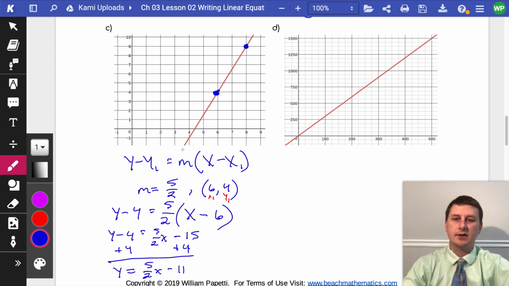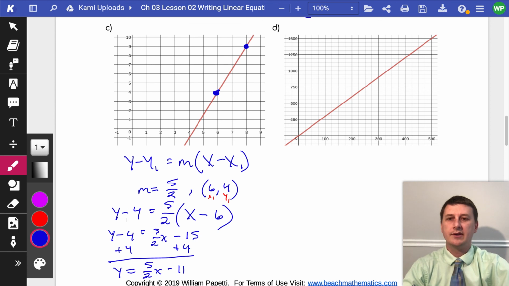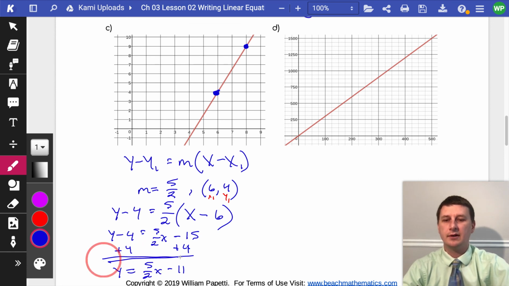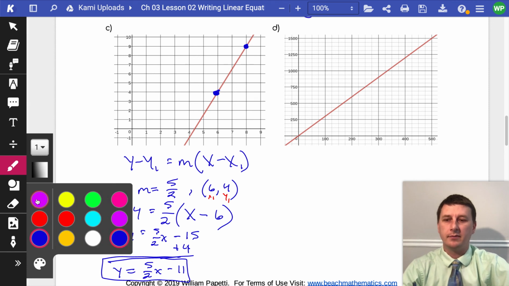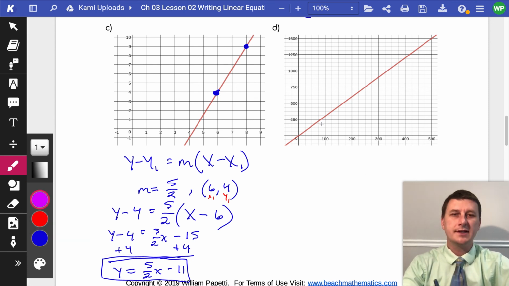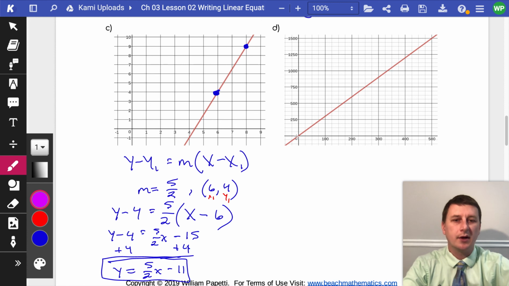And if this thing were to keep going down, yeah, now it starts to look like it would probably intersect at negative 11. But now we know for certain that it does intersect at negative 11 because we used the point slope formula. And finally, we are on our final part of this exercise, part D, where again we have the y-intercept.